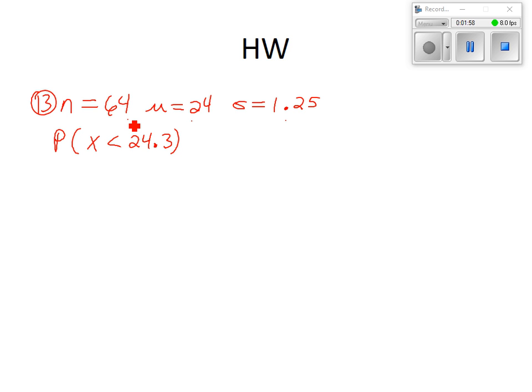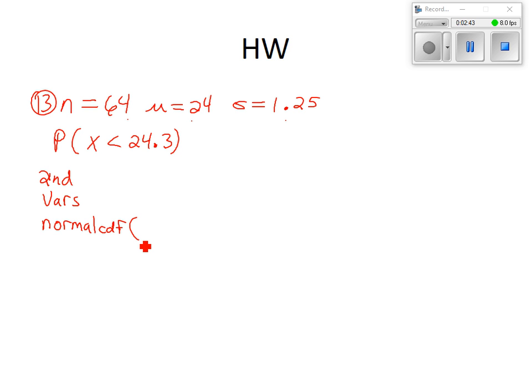What is it on our calculator? Which button or which thing do we use? Second, then the distribution menu. Is it normal CDF? Is that the one we were using? This time we want less than 24.3, so do we want CDF or PDF? CDF. Okay, that's what I was confused about. And what things do we put in?